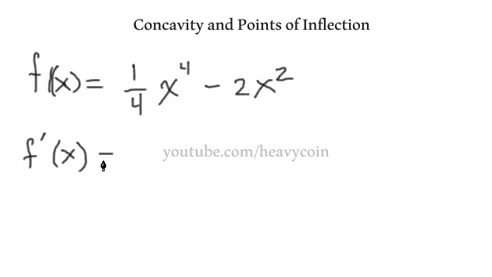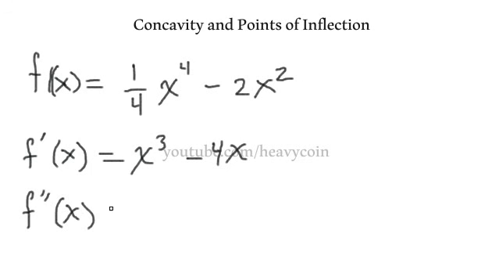So what we want to do here is take the first derivative. Let's find the first derivative. Taking the 4 out front, 1/4 times 4 is 1. So you're left with x to the third minus, and then bring the 2 out front, so that's 4x. At this point, I'm hoping that you know how to take some simple derivatives like those. Now what we want to get to, though, is the second derivative, because that's going to give us our concavity and points of inflection. At least most of the time it will. Sometimes we can't do that, though.